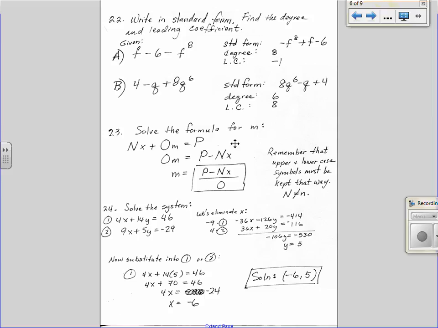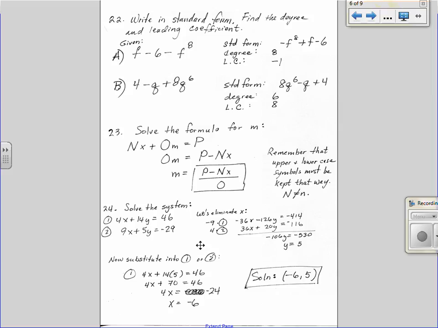Down here we're going to solve a formula for m. So I want to get m by itself, so I'm going to subtract the nx, and then after that I'm going to divide by O on both sides. Remember, that's an O and not a 0. Also remember that upper and lowercase symbols must be kept that way, so a capital N is not equal to a lowercase n. You don't get to change the style.